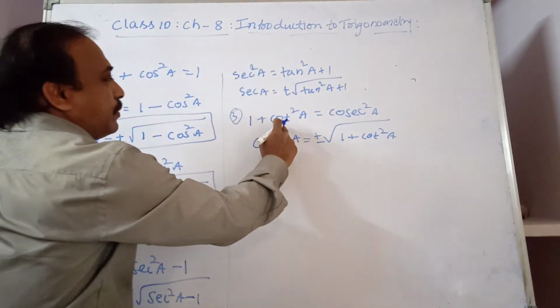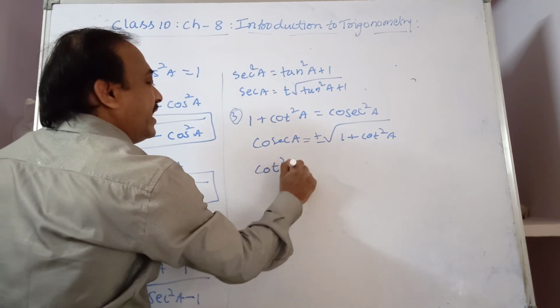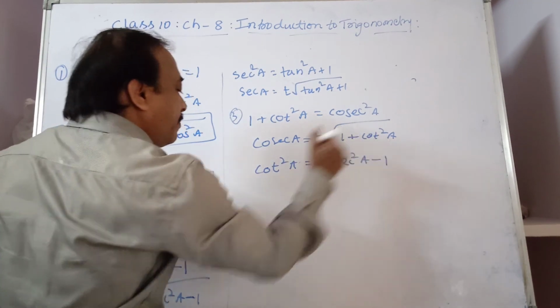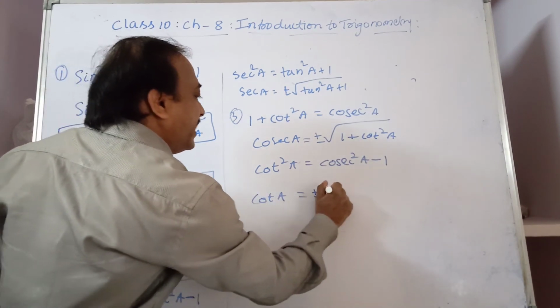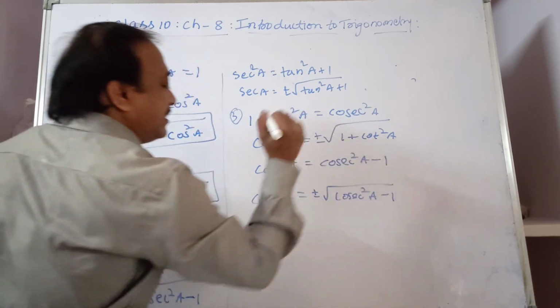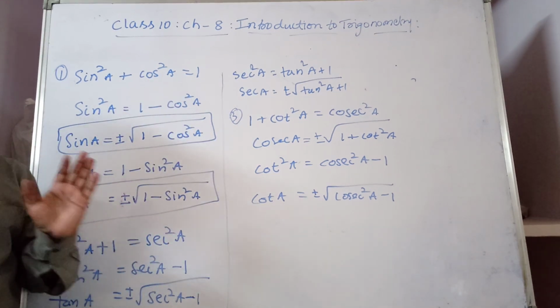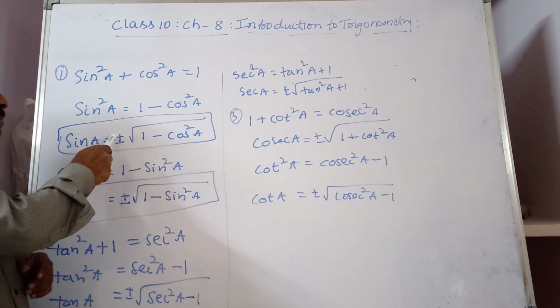Similarly, now transpose the 1 from this side: cot square A is equal to cosecant square A minus 1, and cot A is equal to plus or minus root of cosecant square A minus 1. These are the identities. From one identity we can derive so many. So here it can be plus or minus.